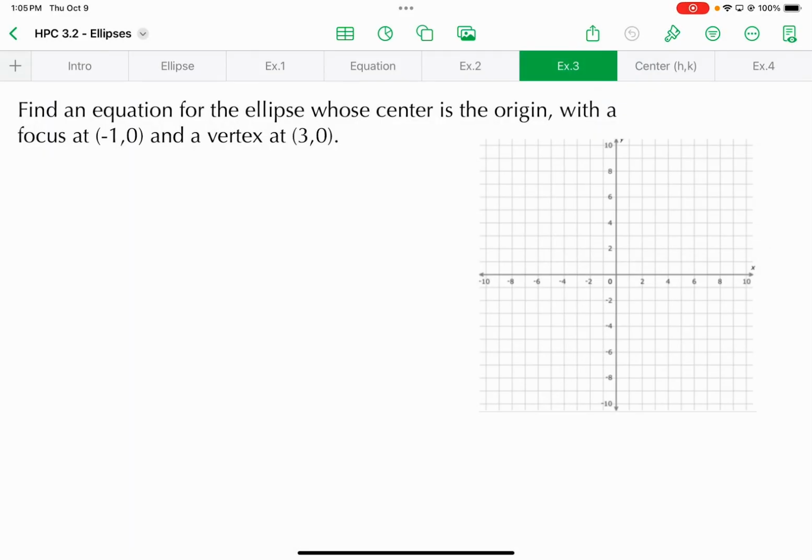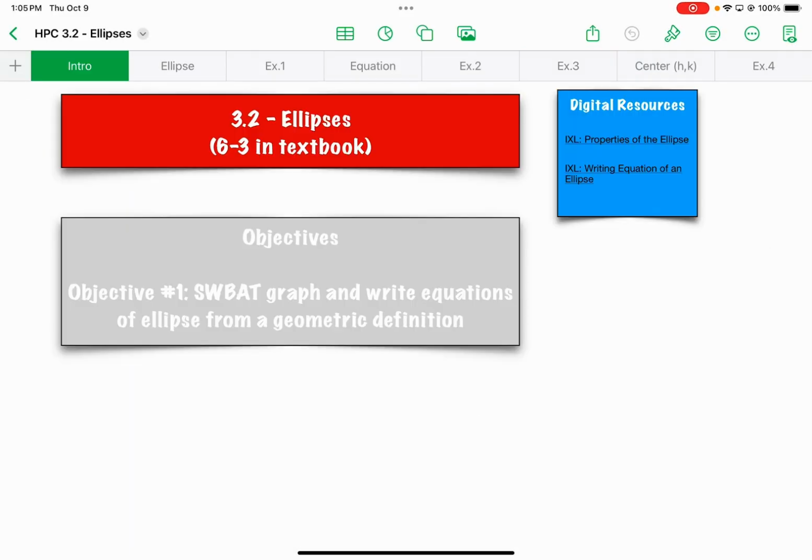Goodness. Okay. Poor Mr. Mosier. All right, here we go.